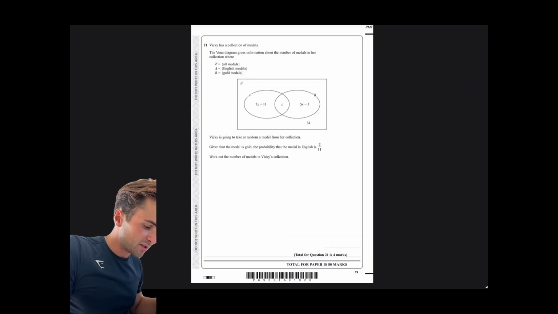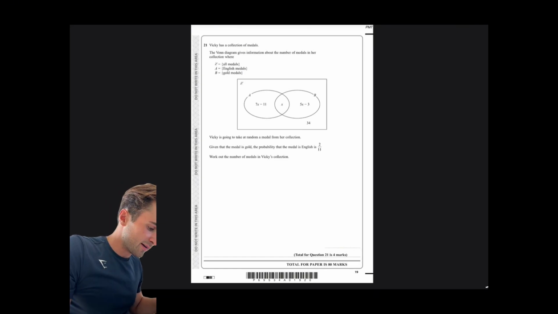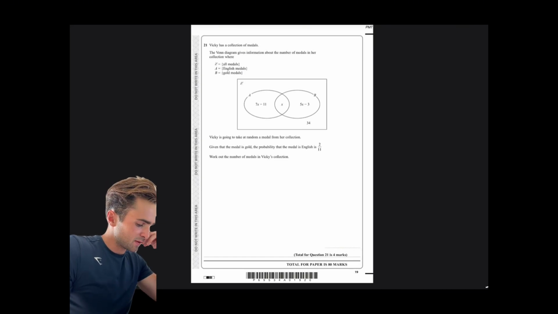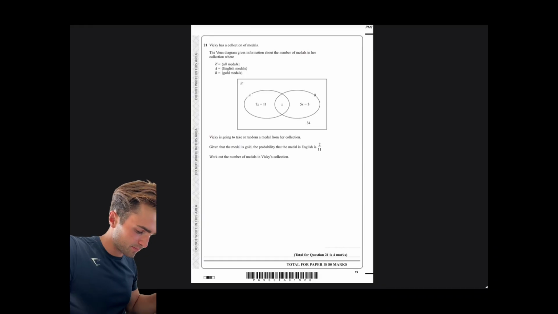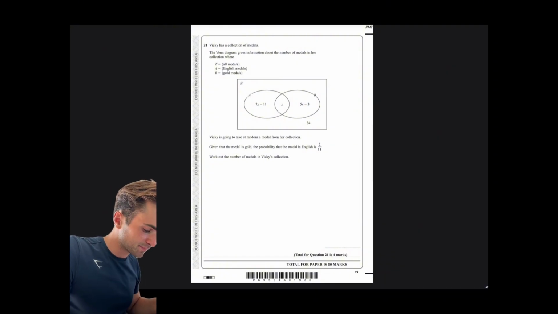21. Vicky has a collection of medals. The Venn diagram gives information about the number of medals in a collection, where the outside, or the total, is all the medals. The first circle is English, and the second circle is gold medals. Vicky is going to take a random medal from her collection. Given that the medal is gold, the probability that the medal is English is 2/11. Work out the number of medals in Vicky's collection. So only English is 7x minus 11. English and gold is x, and only gold is 5x minus 3. And outside, so neither, is 34.